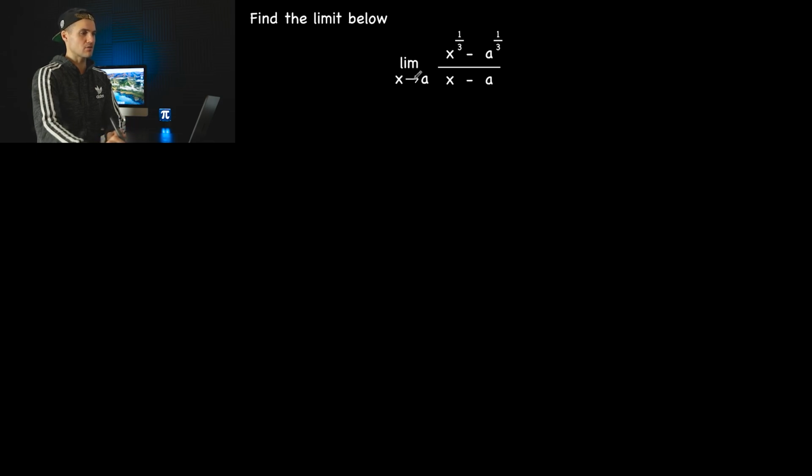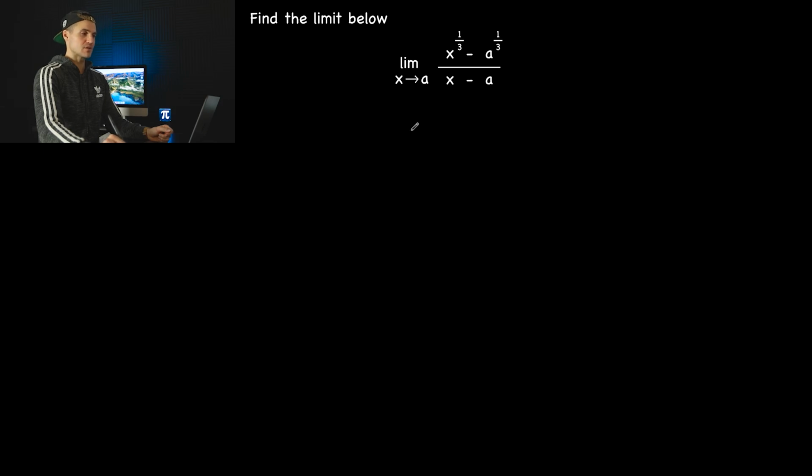Now, first thing, notice that we can't do a direct substitution. That's always the first thing we check. If we plug in a for all the x's, we'll have a to the power 1/3 minus a to the power 1/3, which would give us 0, and then a minus a, which would also give us 0. So it's going to be in that indeterminate form. So how can we maybe relate these 1/3 exponents with this x minus a?